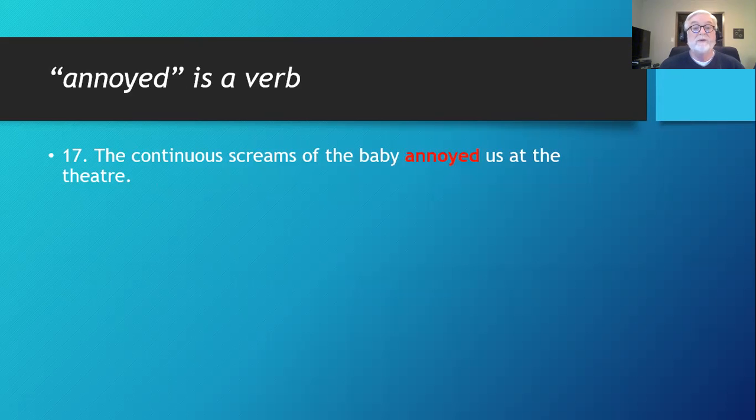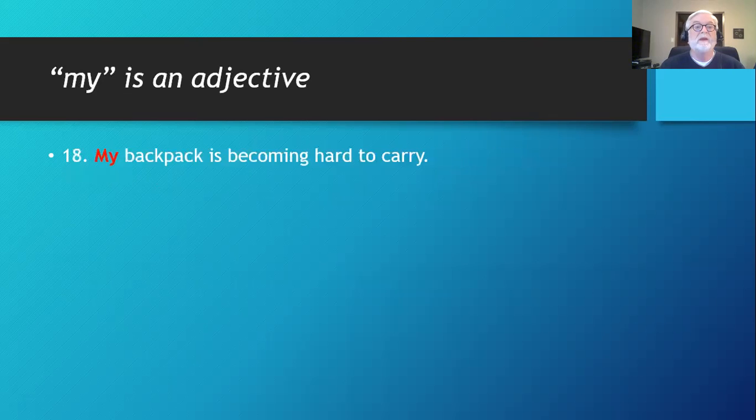The continuous screams of the baby annoyed us at the theater. Annoyed is a verb. What the babies or what the screams did. It is a verb. 18, my backpack is becoming hard to carry. The word my is an adjective. It is not a pronoun. It is an adjective.